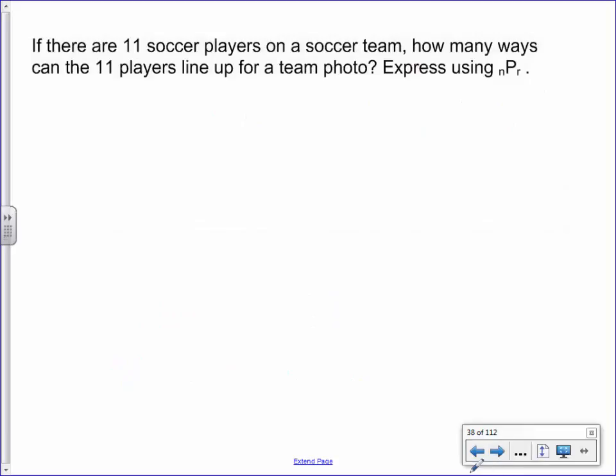Okay, so there's 11 kids on the soccer team, and we want all 11 of them for a team photo. How do I write this then? Great, 11P11. I mean, there is the possibility that there's 11 people and all 11 get to be in the photo. Does that make sense? No? I mean, there are some scenarios where everybody's a winner. I don't know. Participation trophies.